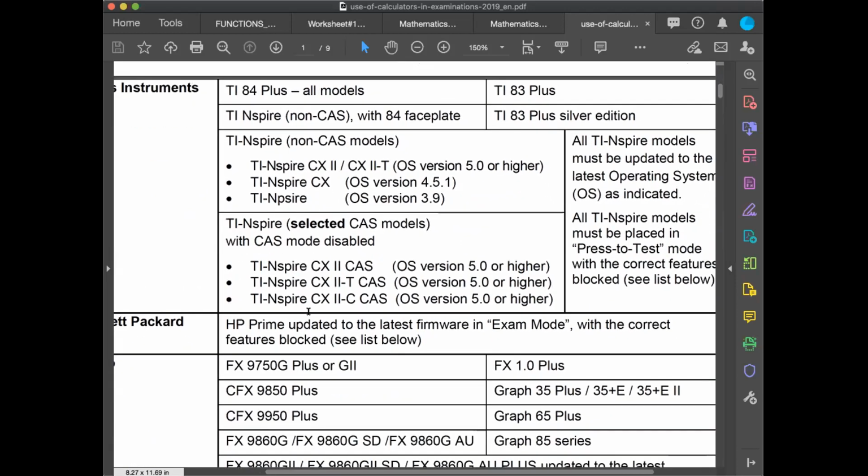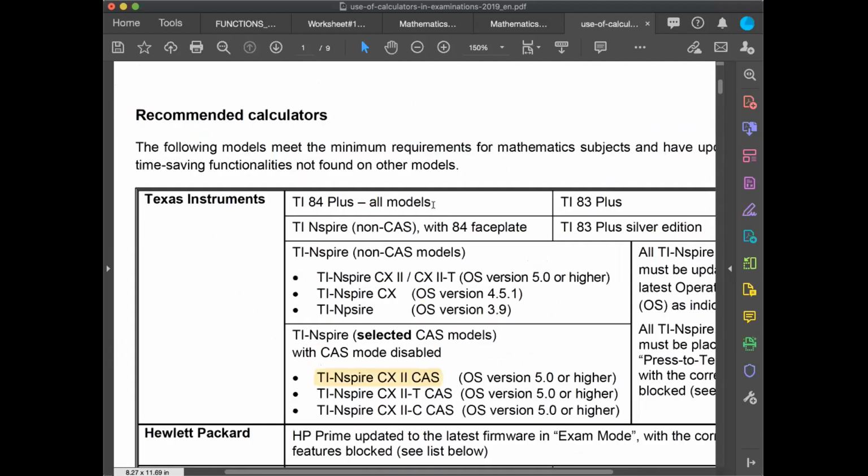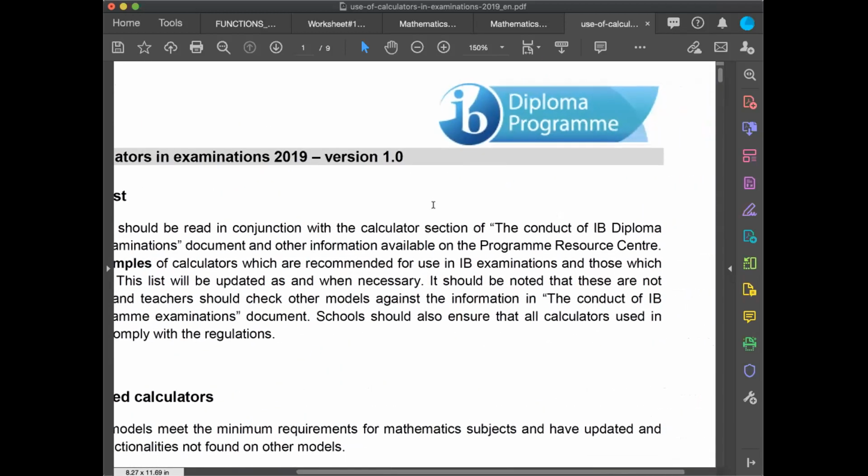But as you can see here, TI-Nspire selected CAS models, and one of the models they've mentioned here is CX2. Everyone is right. All your teachers are right, and everyone says that the CAS model is shut down during the exams, and everyone knows that, right? Not just your teachers, not just you. Everyone knows, but then that everyone should include IB, because they are the ones who make the exam. They are the ones who made the rule saying that CAS needs to be shut down.